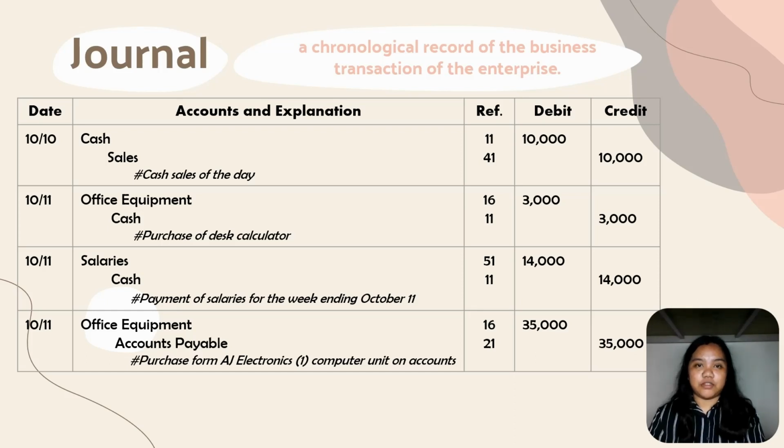So here are examples in the journal where you can see the daily transactions recorded. Each transaction has accounts, with reference numbers. When you say debit, it is value received; credit is value parted with. In journal entry number 2, the business bought a desk calculator. So the value received is office equipment worth 3,000. Since it has to be paid, you parted with cash for 3,000.